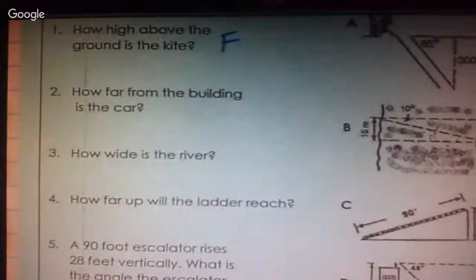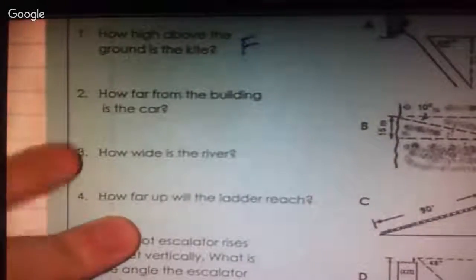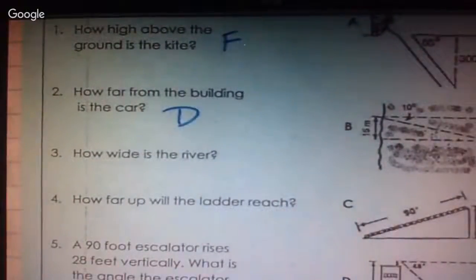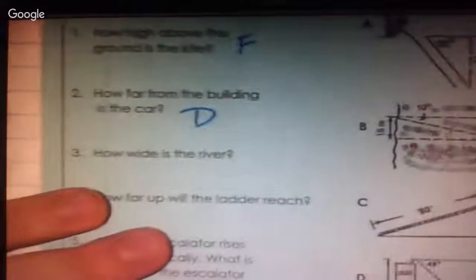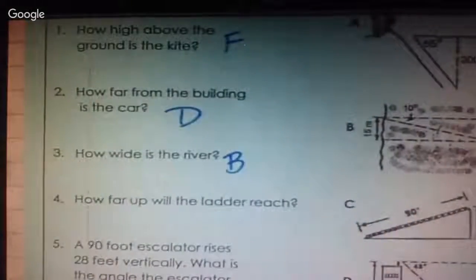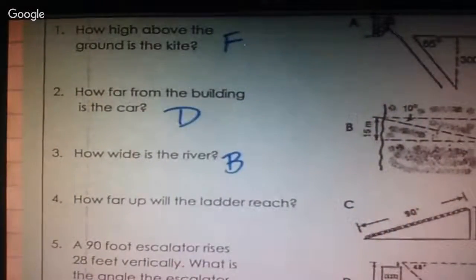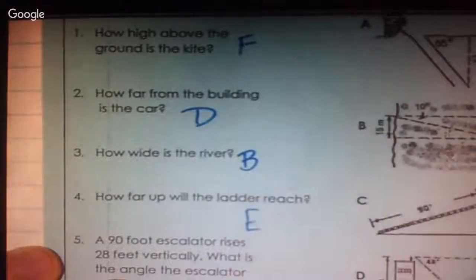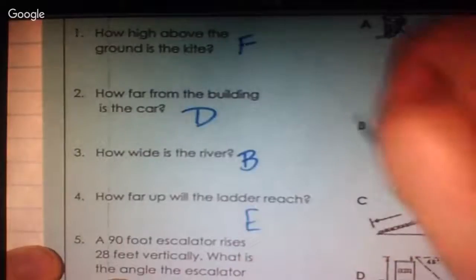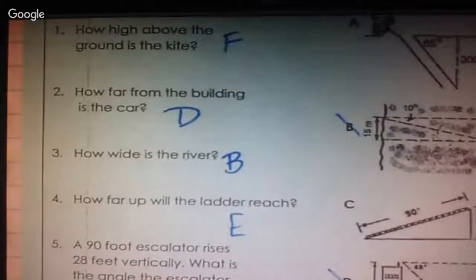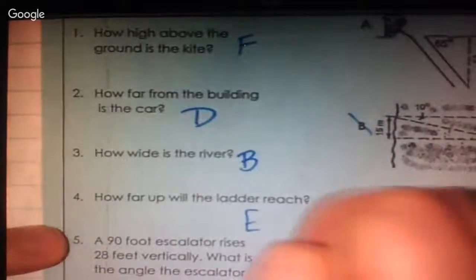Number 2, how far from the building is the car? How wide is your river? B. How far up will the ladder reach? That one is going to be E. So we've knocked out F and E and B and D. A 90-foot escalator rises 28 feet vertically. That one is going to be C. And then A.